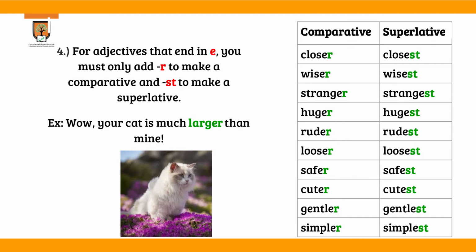Rule number 4. For adjectives that end in an E, you must only add R to make a comparative and ST to make a superlative. An example, wow, your cat is much larger than mine. In the table, we have comparative and superlative. Closer, closest, wiser, wisest, stranger, strangest, hugger, huggest, ruder, rudest, loser, losest, safer, safest, cuter, cutest, gentler, gentlest, simpler, simplest.